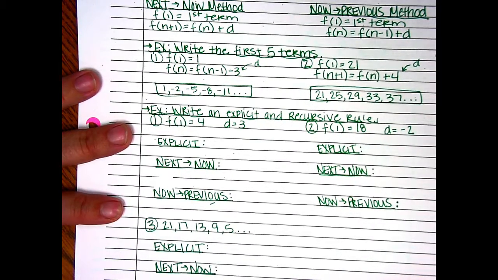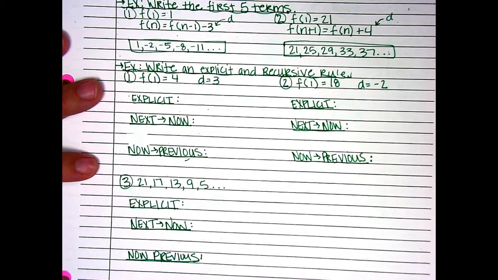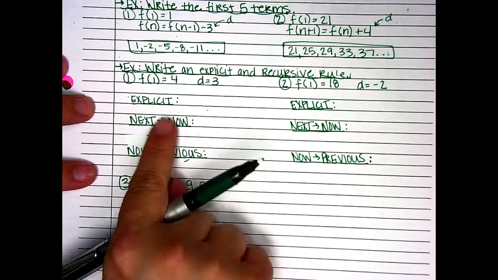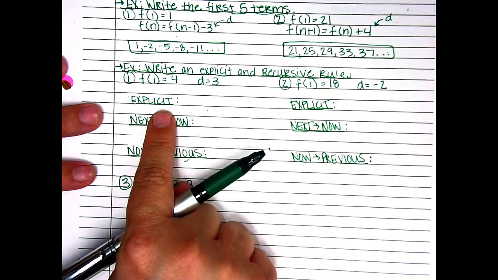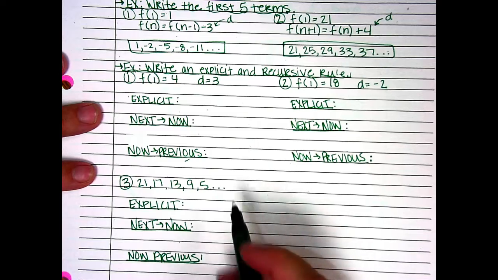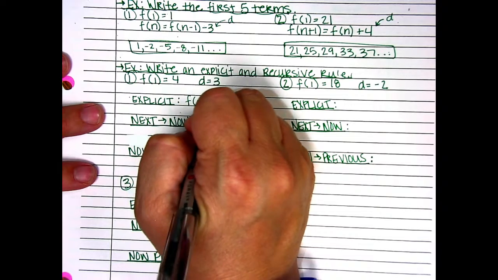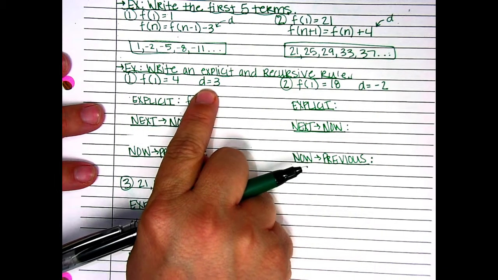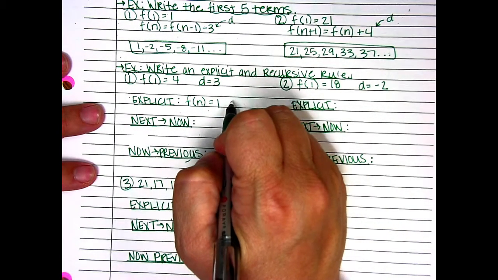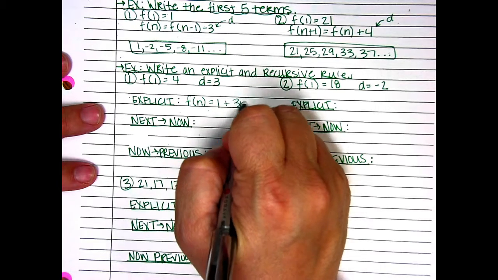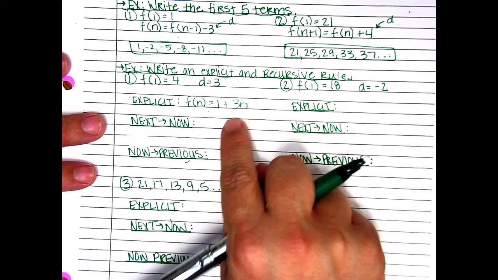On your homework, you're going to have to be able to write explicit and recursive rules. So let's practice that a little bit again. Remember, explicit rules follow the format f of n equals f of 0 plus dn. So for my explicit, I would have f of n equals, if my first term is 4, my common difference is 3, my 0 term would be 1, plus 3n. That's f of 0 plus dn.